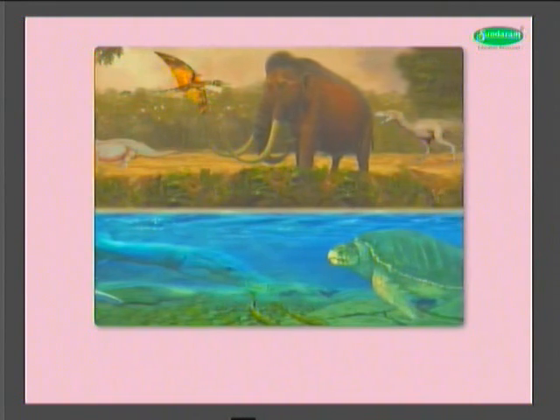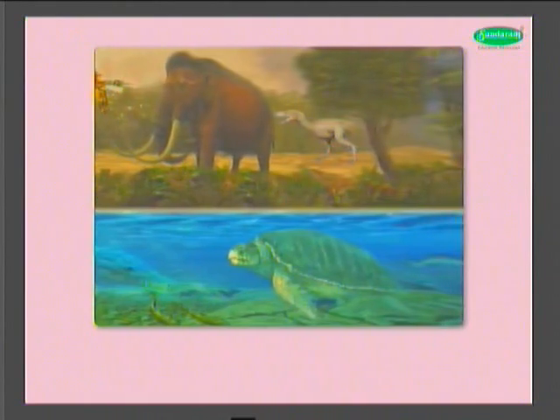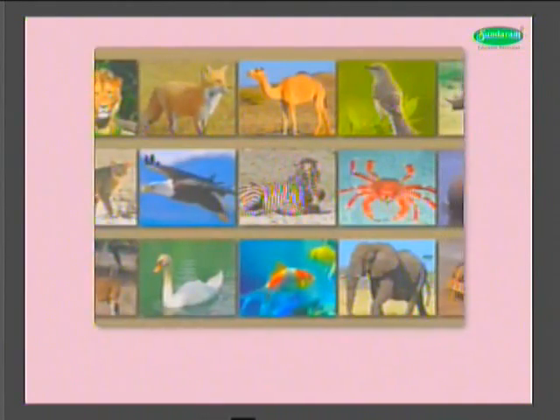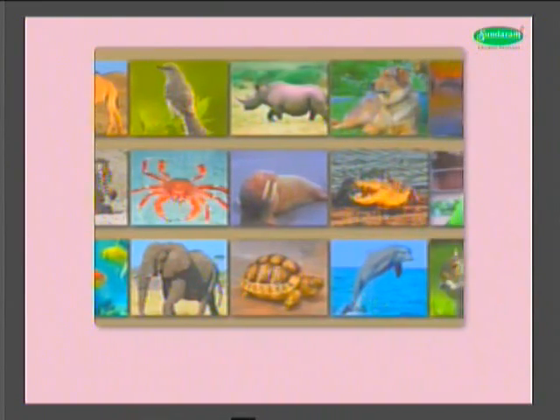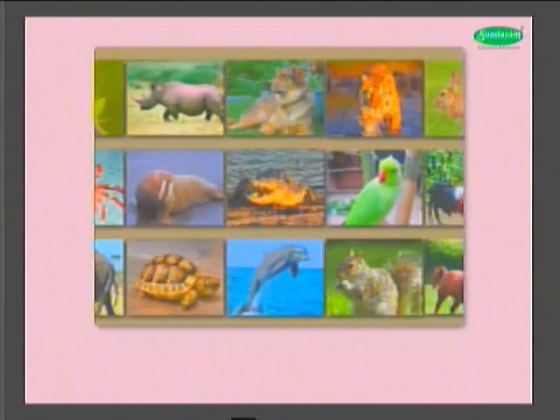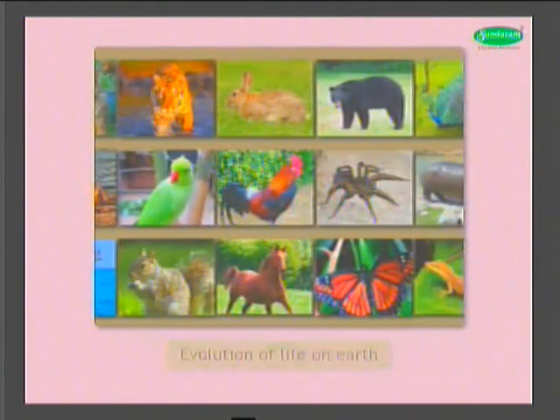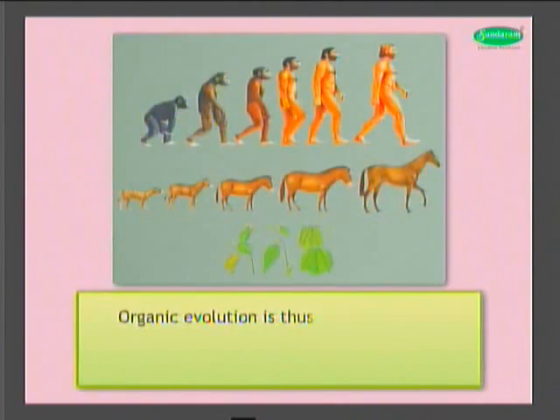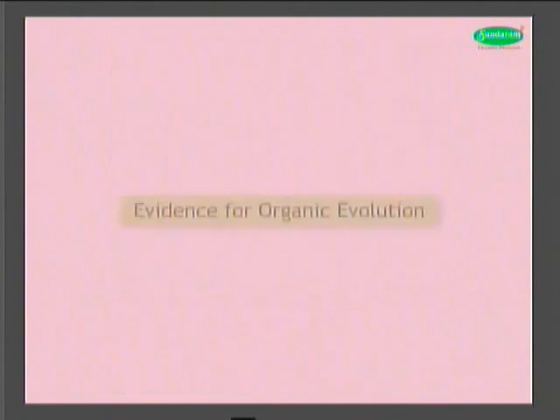These changes and development of living things took place in all aspects, and that gave way for many different kinds of living things to come into existence. Hence, this process is called the evolution of life on Earth, which is also referred to as organic evolution. Organic evolution is thus the progressive development of animals and plants from ancestors of different forms and functions.